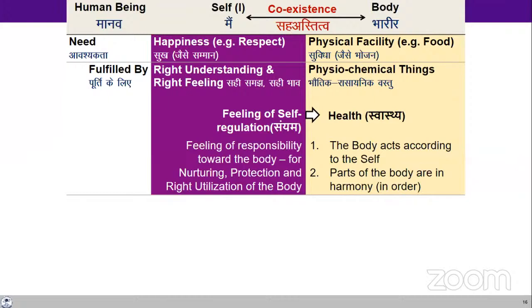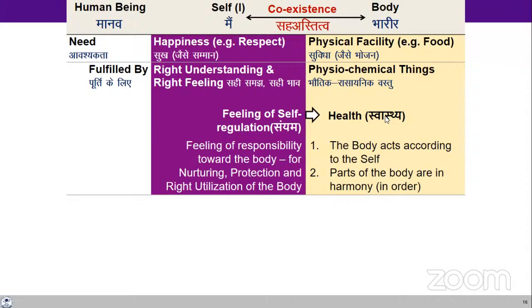So what is required? The self needs to show the responsibility for maintaining the health of the body. This responsibility of the self towards the body for nurturing, protecting, and rightly utilizing the body is the feeling of self-regulation. So what is required? I have to protect my body. I have to nurture my body, and I need to rightly utilize the body.